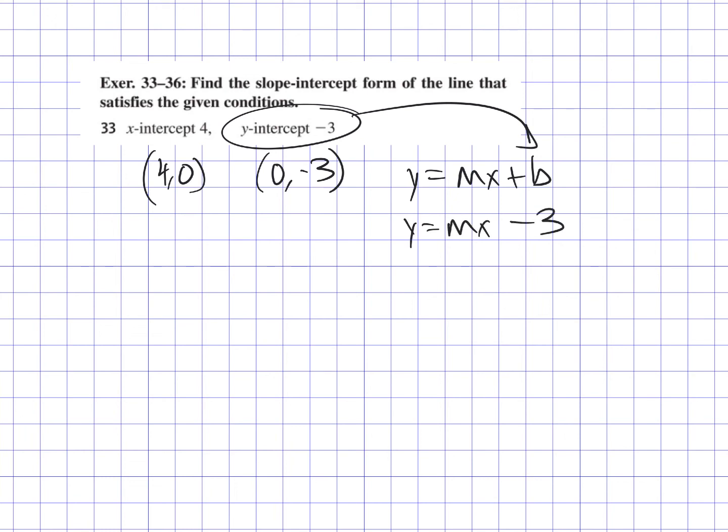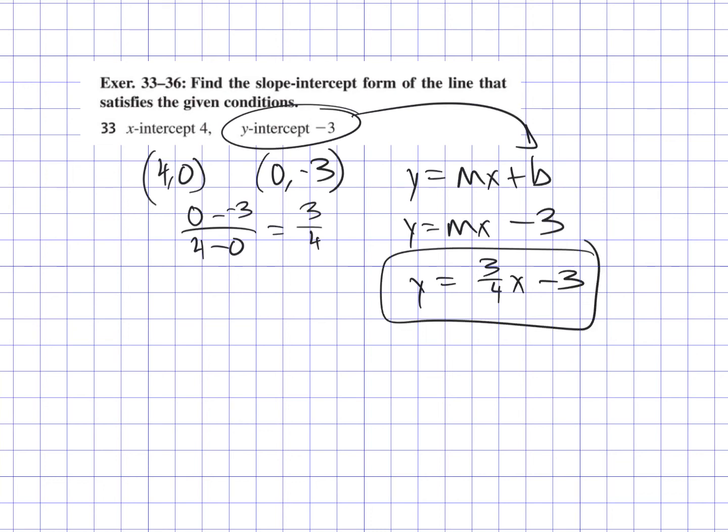To minus 3. And now to find the slope, you can just do y minus y. Don't forget the negative. And x minus x. So that's 3 over 4. So our equation is y equals 3/4 x minus 3. And for some reason, they did not put it in standard form.